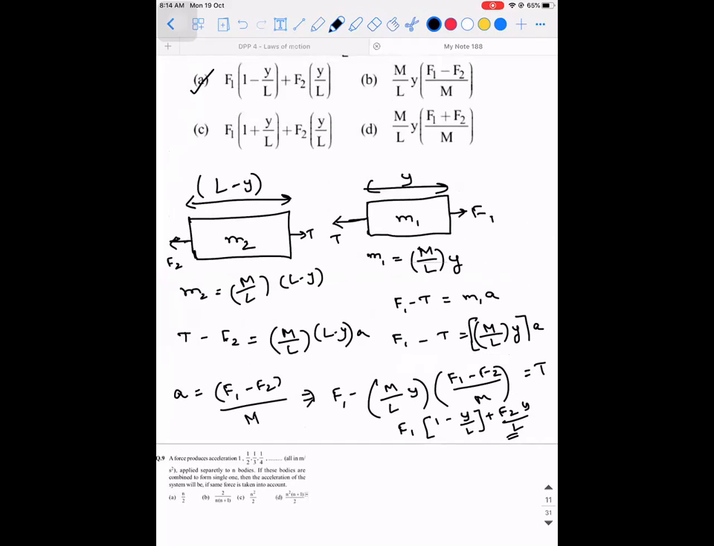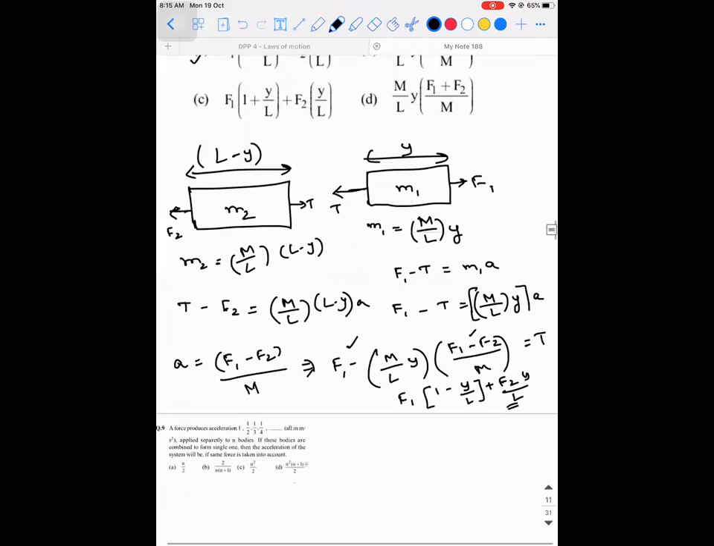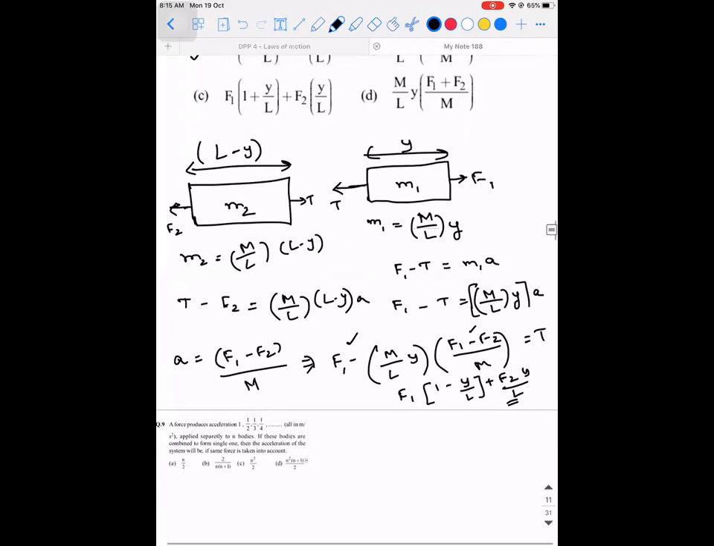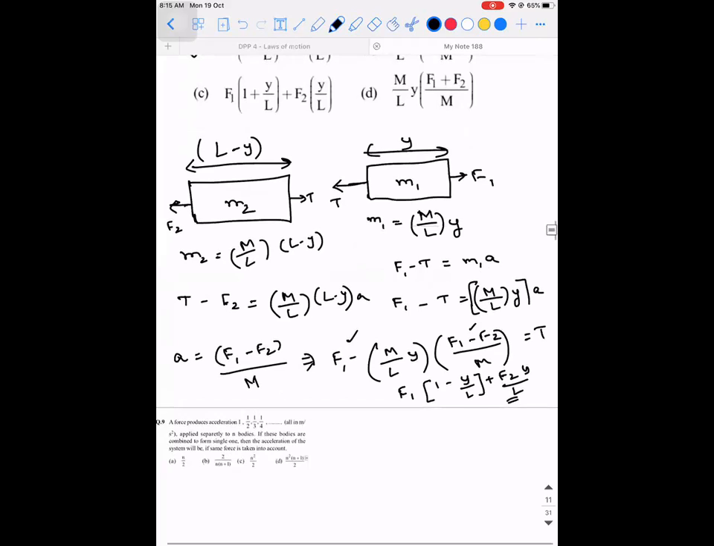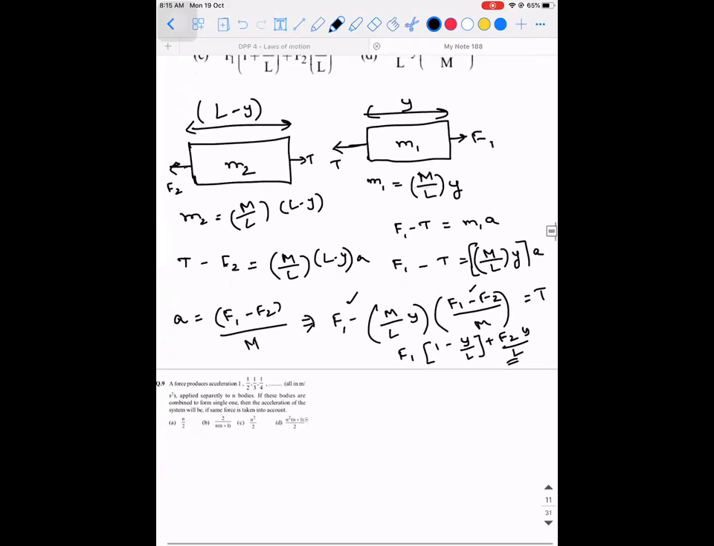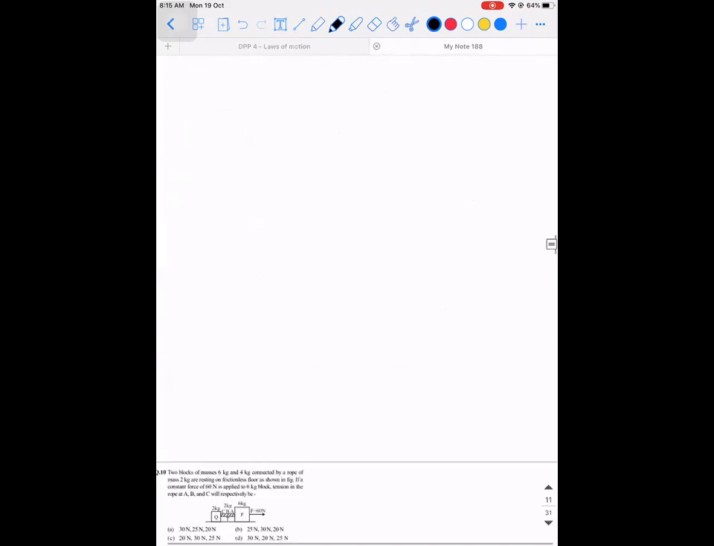Did you guys understand what I did? I took out F1 common. 1 minus of M by L into Y divided by M. M and M got cancelled. So Y by L. So minus of minus is plus F2 into Y divided by capital M. Again, M and M will get cancelled. So that's the answer. Okay, clear? Next.